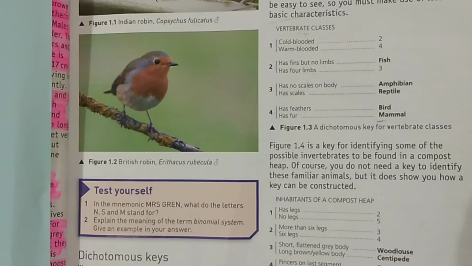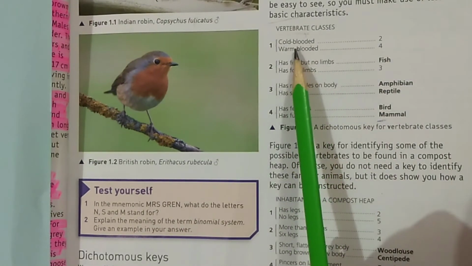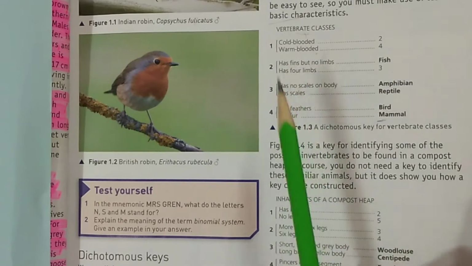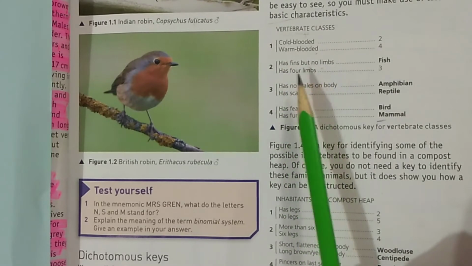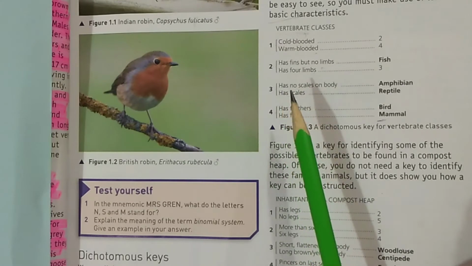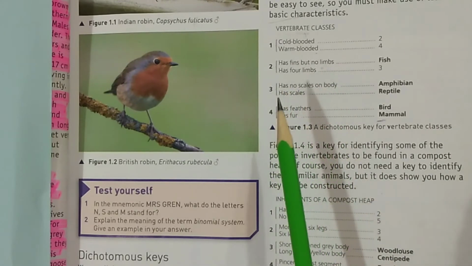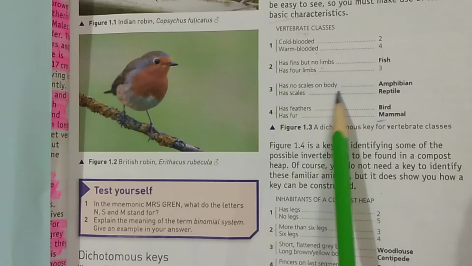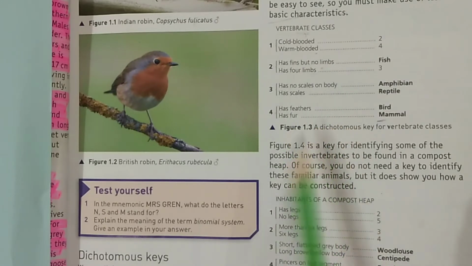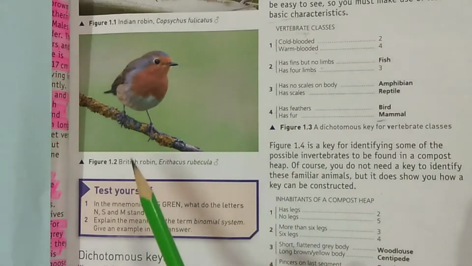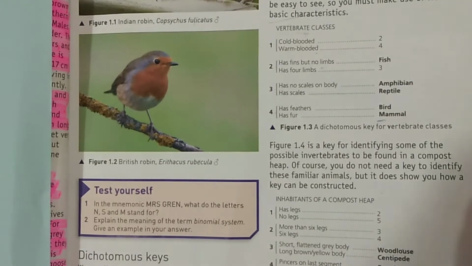Cold-blooded or warm-blooded, has fins, no limbs, or has limbs, and how many limbs they have, whether they have scales on their bodies or fur or hair. Then class by class, organism by organism, turn by turn, we move from one organism to another to make comparisons with the other organisms. Moving further, there are also the invertebrate characteristics.